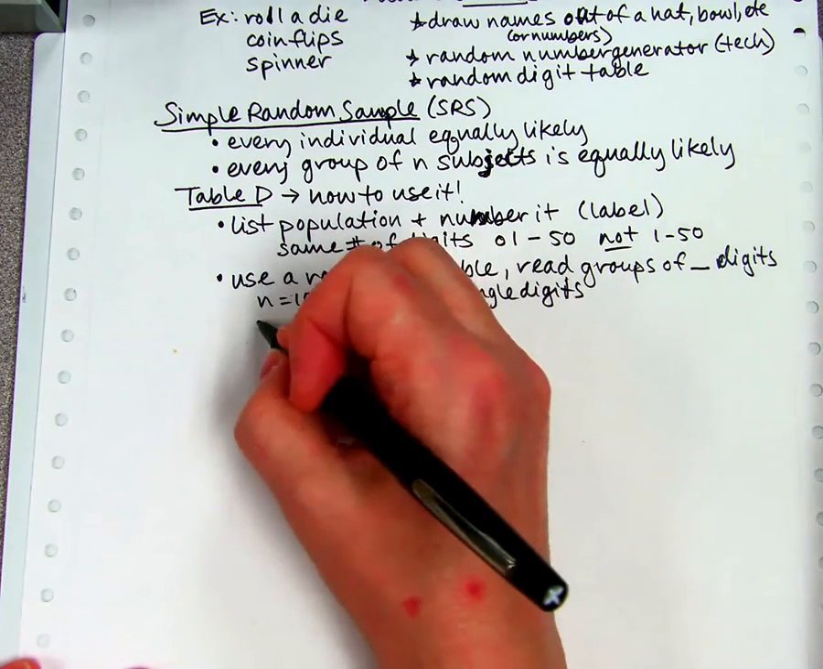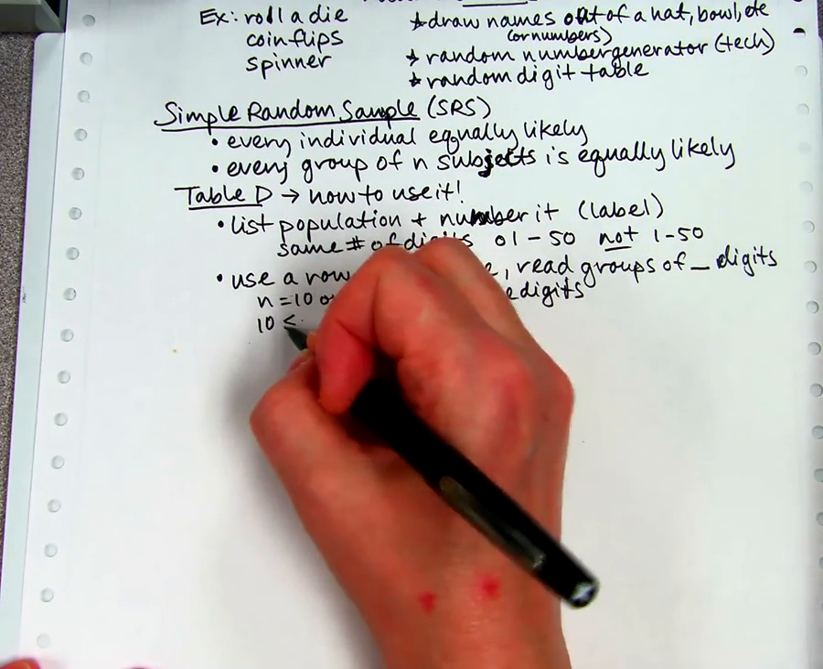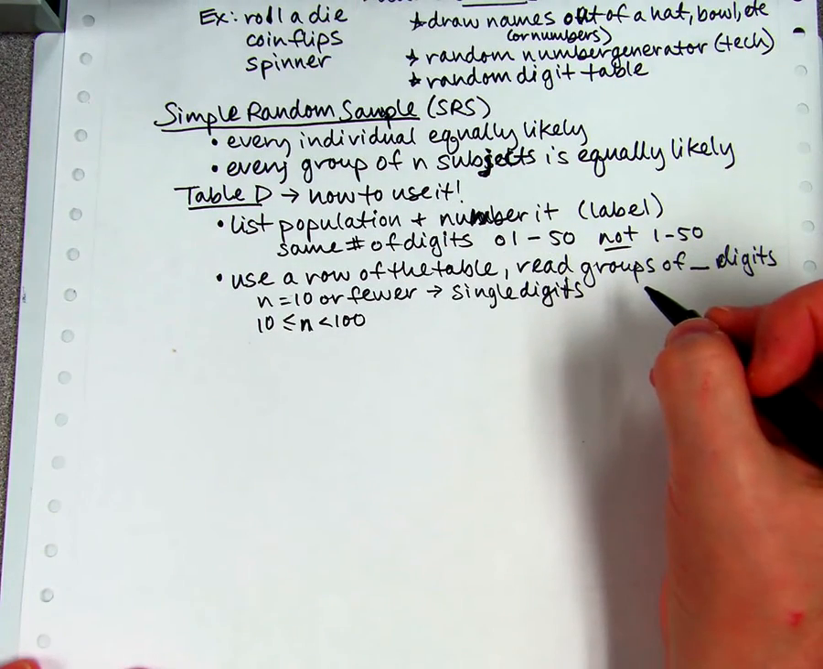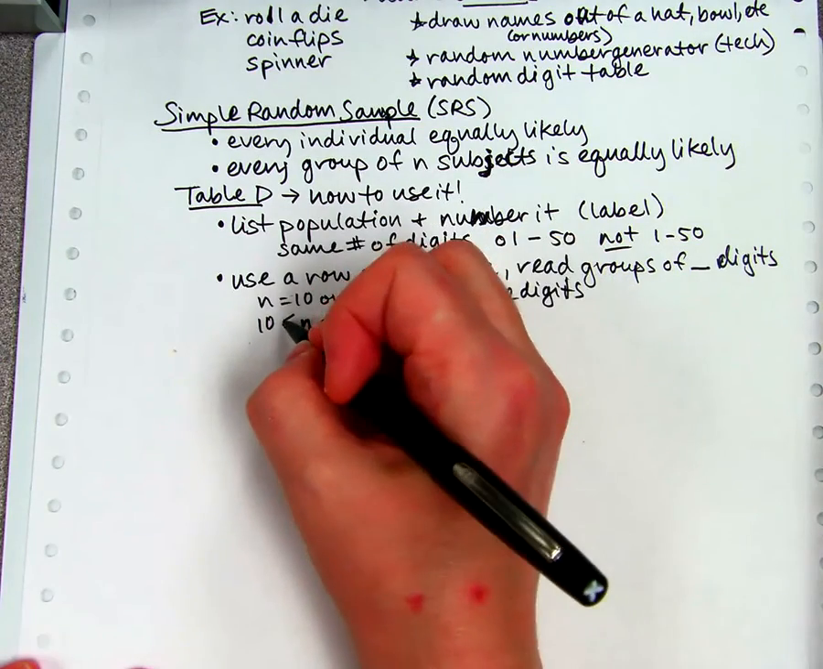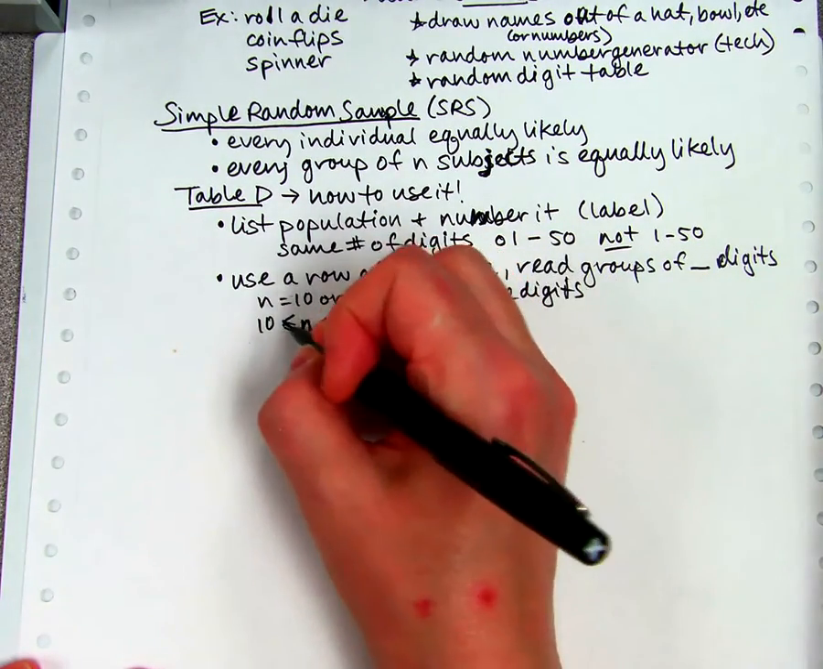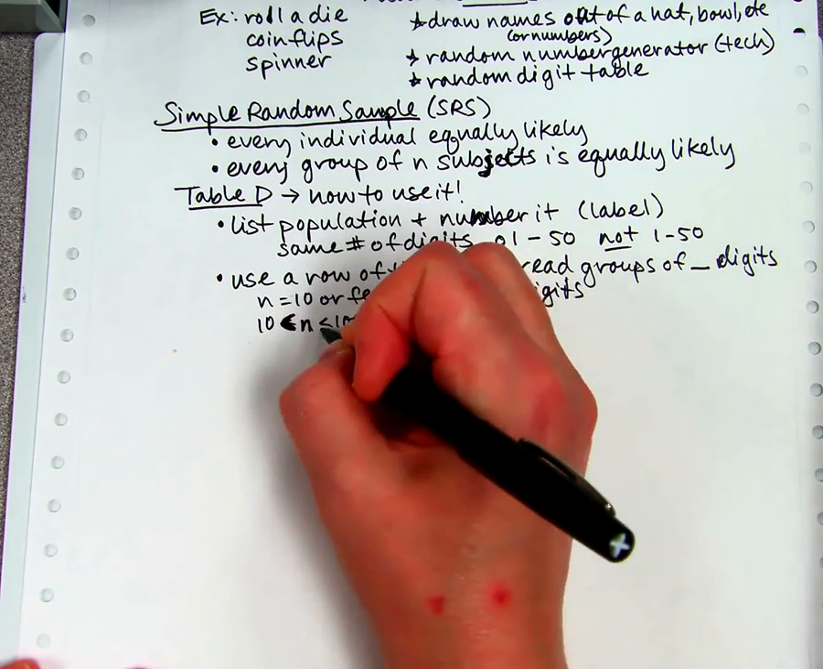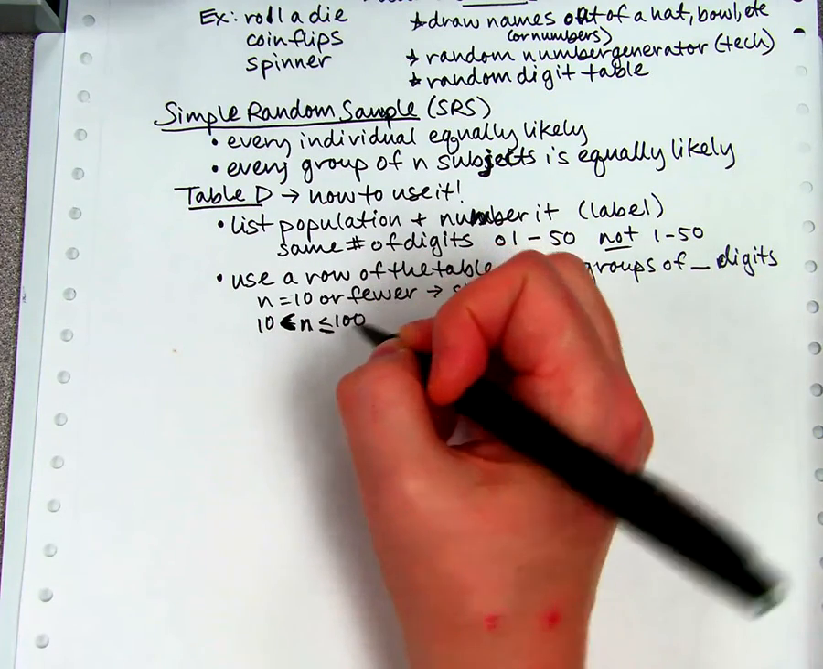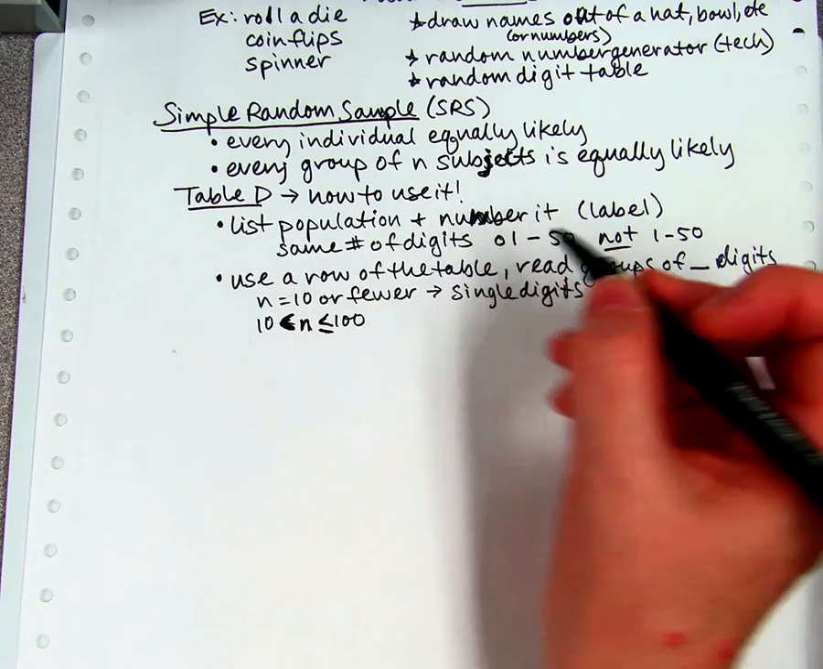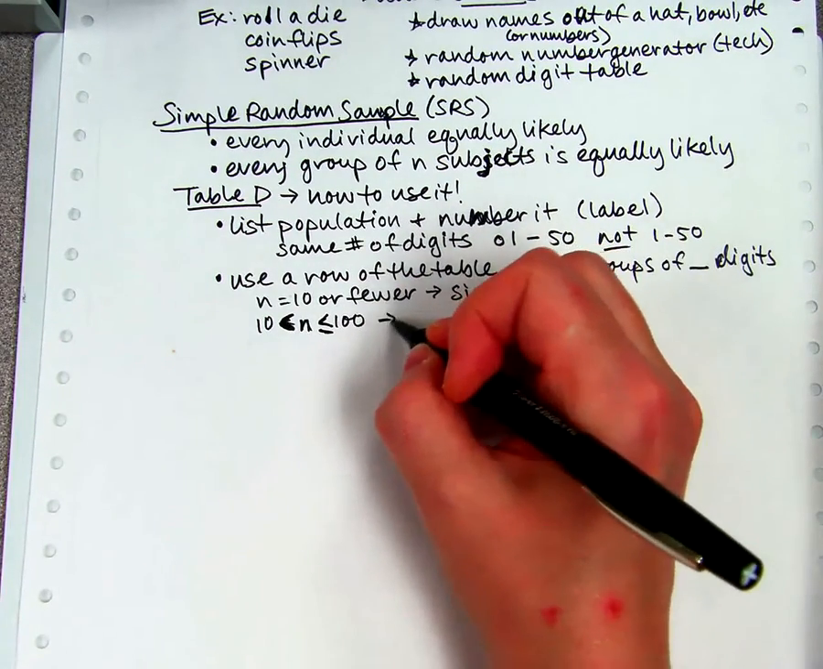If n is between 10 and 100, then... actually, if n equals 10, you could still use single digits because you could make 0 represent 10. So I should make this be a less than without the equal and make this be a less than with the equal. Because if it's 100, you could go 0 to 99, but that would be 2 digits at a time.